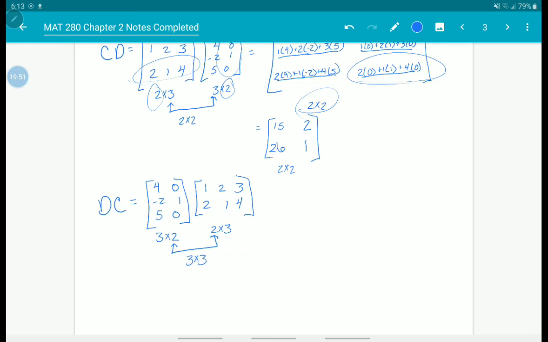So not only is matrix multiplication not commutative, which means order is important, we can't multiply in any order and get the same thing, but we may get something that's not defined, or we may get something that's a completely different size. So take a few minutes. You may want to pause this video, try this one on your own, and then come back and check your answer.